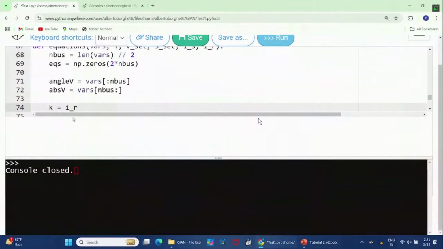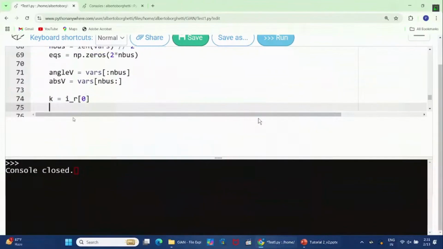I define as a list. Indeed, it is just a single number, but Python gets confused. So I need to say, since it is a list, which is the element of the list? Of course, it is the first, because there is only one. So I put 0. And then we can start with the first equation.